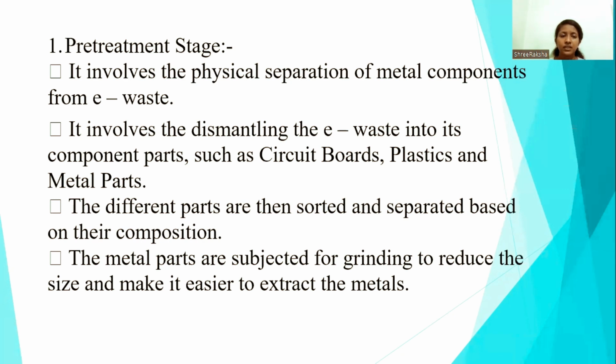Pre-treatment stage. It involves physical separation of metal components from e-waste. It involves dismantling the e-waste into its component parts such as circuit board, plastics, and metal parts. The different parts are then sorted and separated based on their composition. The metal parts are subjected to grinding to reduce the size and make it easier to extract the metals.